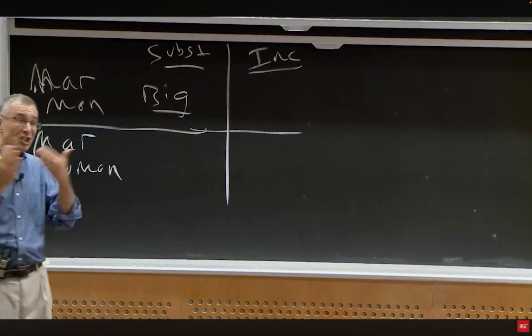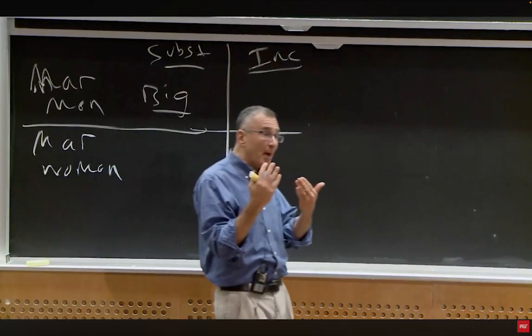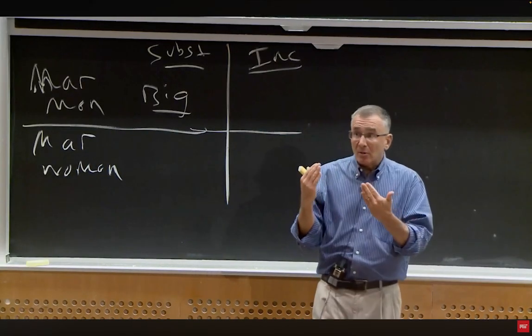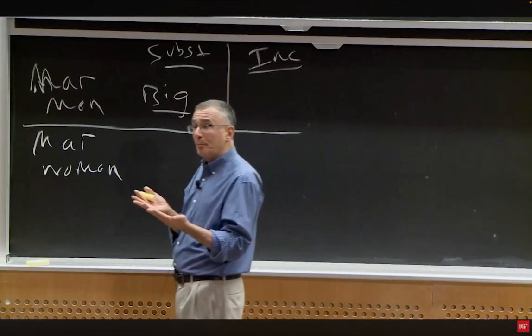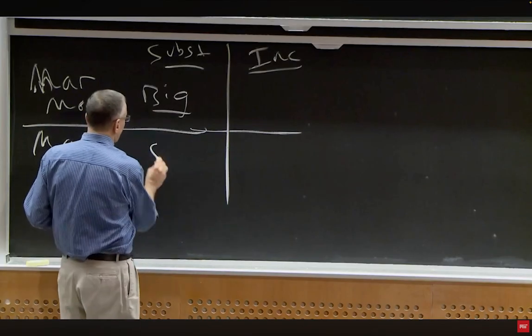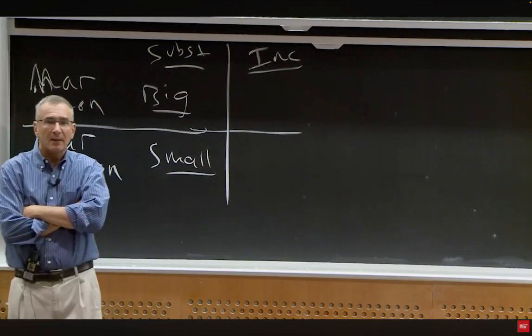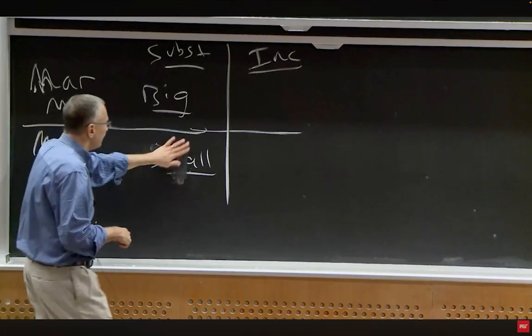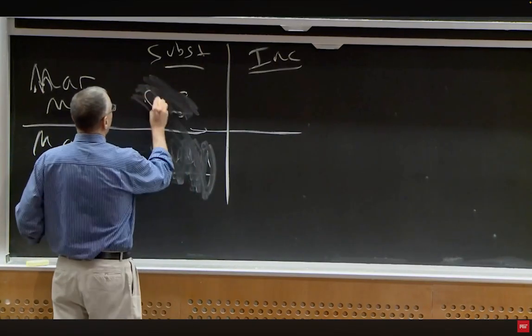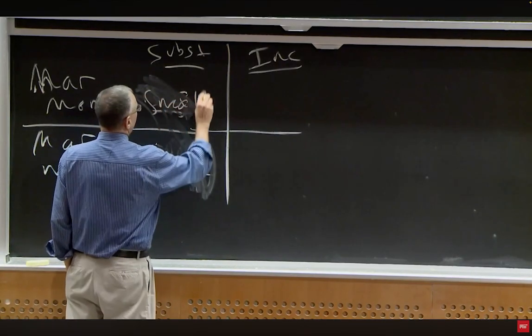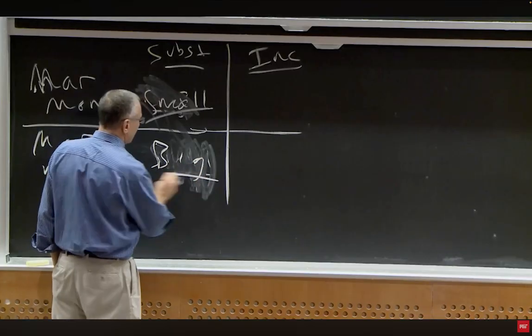So they can decide, gee, when the wage goes up, that makes leisure more expensive, might want to work more. Whereas the men, they were already working. There wasn't a lot of decision to be made. Oh, women, sorry. That's backwards. Men: small. Women: big. Okay?